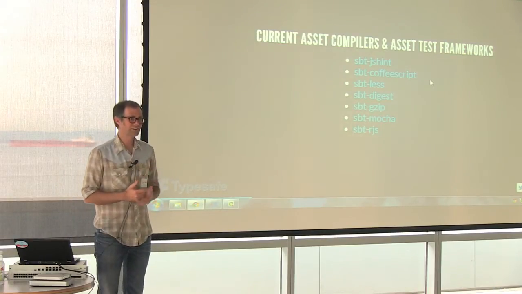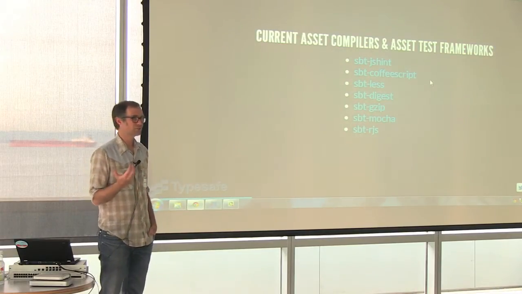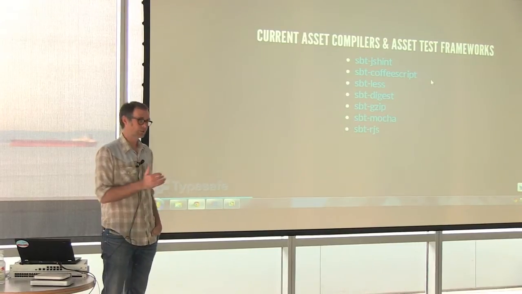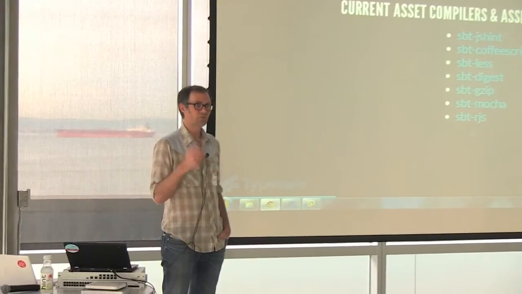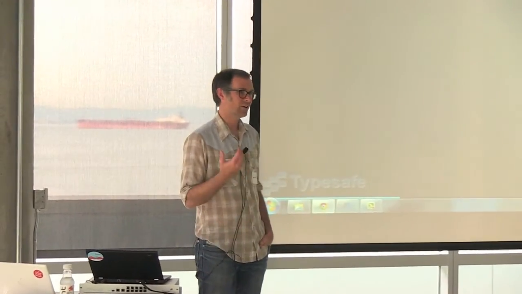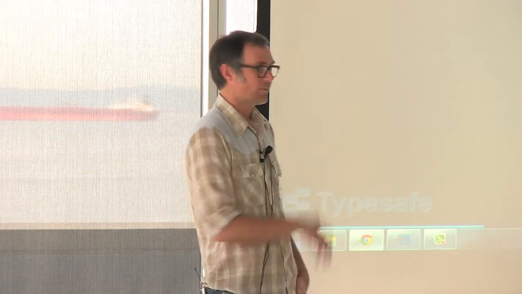One of the really great things about the whole SBT Web infrastructure is that it's now super, super easy to create your own asset compiler. It's really a few lines of code. We need to create one for typesafe.com for Stylus, and it's going to be super easy once we do that, because we're just using the Stylus asset compiler that's already out there and putting a little SBT wrapper around it. So the community is definitely welcome to work on other asset compilers.